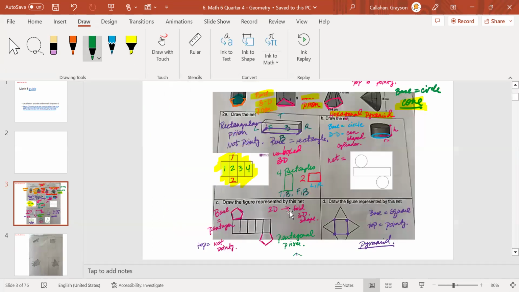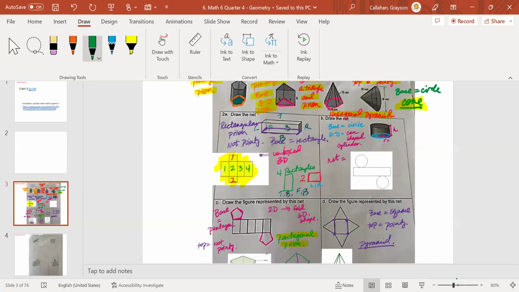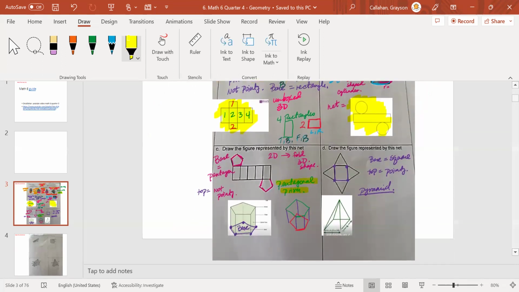And the net is, if you were to unwrap this box, like you break it apart, what would that look like flat on the surface? And that's what it looks like right there. Do you see how I highlighted that? Okay. B, draw this. If you unwrap that, that's what it will look like with a cylinder. And then of course, now we're going to go backwards.